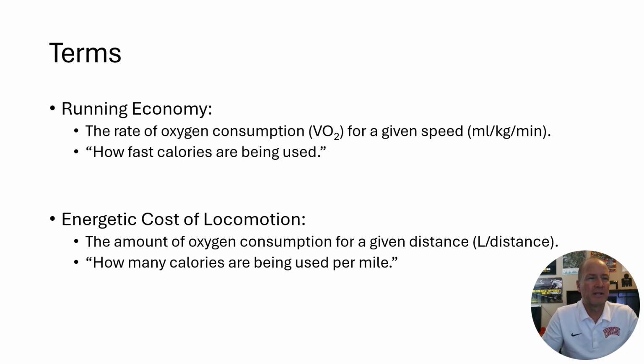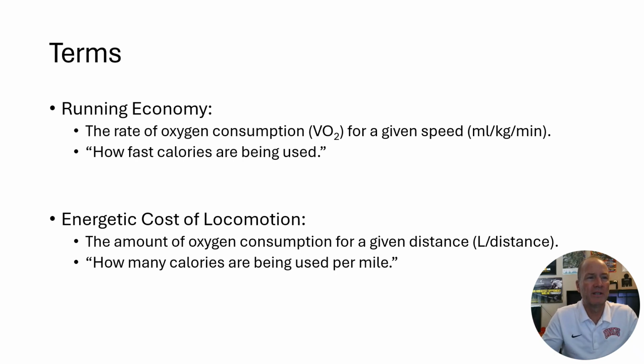Another way to look at running economy is it tells us at what rate calories are being used. And so we can do the math between mLs per kg per minute and ultimately to calories as well. But it's how fast calories are being used for a given intensity.